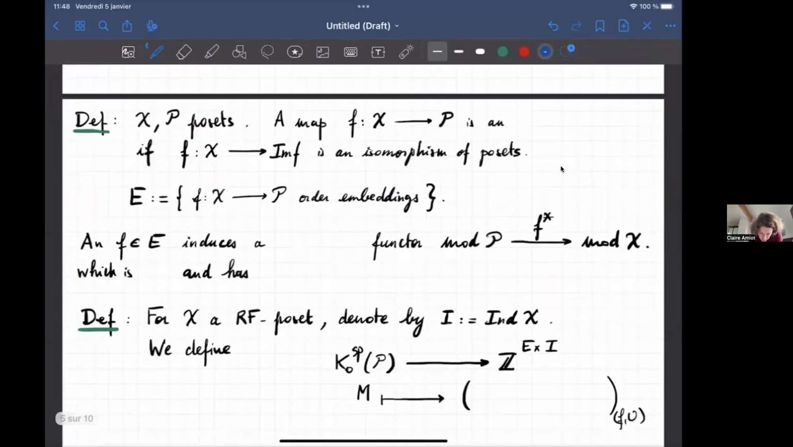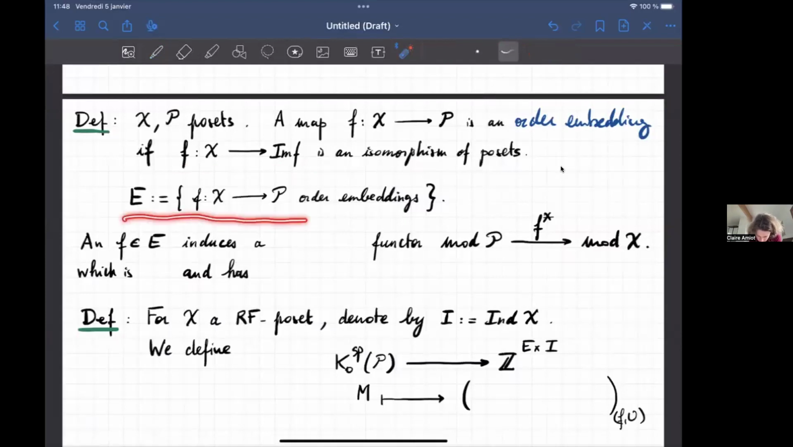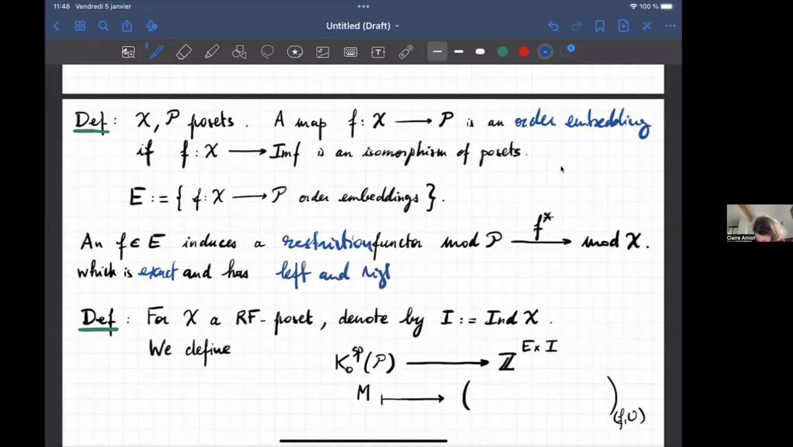Okay, so these are two examples. And now I will come to the new definition. I start with two posets, and I will call a map from X to P an order embedding if the map F from X to the image of F is an isomorphism of posets. I will denote by E the set of all order embeddings. The first remark is that given an F, I get a restriction functor F star, which is exact and which has left and right adjoints.